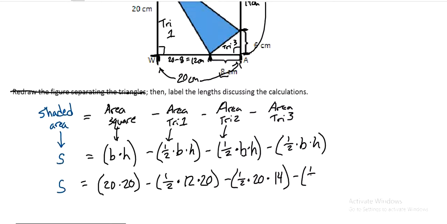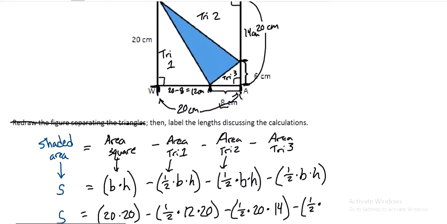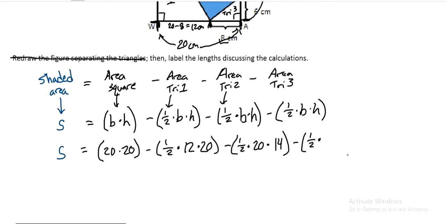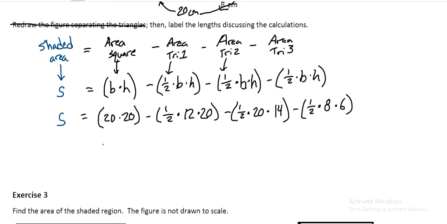Minus, you have 1/2 times, I didn't mean to put B again, we're replacing B. Triangle 3, they gave us the two measurements. The base is 8, the height is 6. All right, there we go. So the hard part's over. Now we just have to do our multiplication to start to clean all this up.